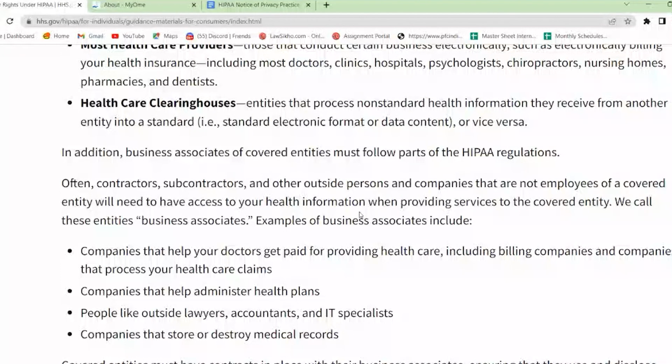For example, you working as an independent freelancer or as an independent consultant to a healthcare entity will also be defined as a business associate, and you also will be under the obligations of HIPAA, right? Which means that you also cannot breach the private protected health information of an individual, right?